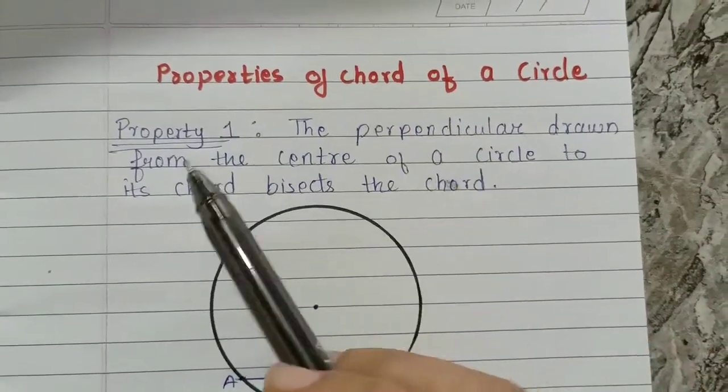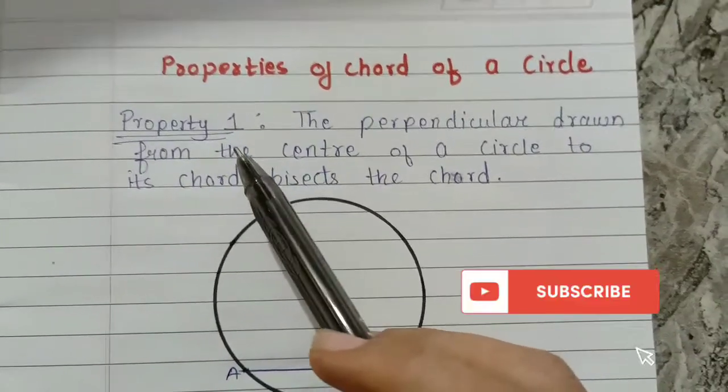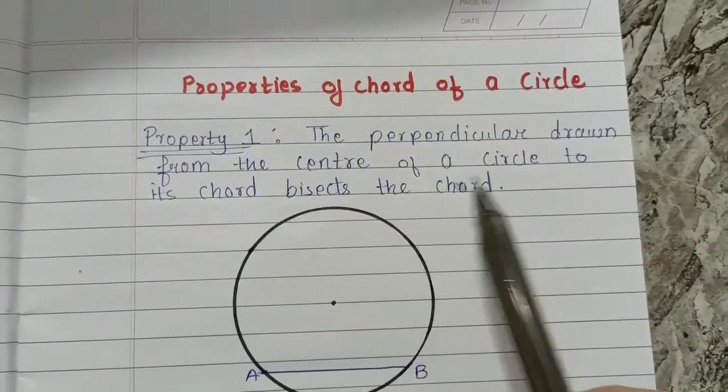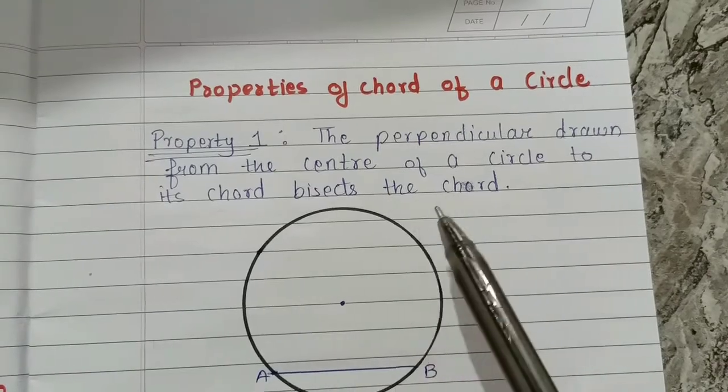Properties of chord of a circle. So we'll start with the first property. The perpendicular drawn from the center of a circle to its chord bisects the chord.